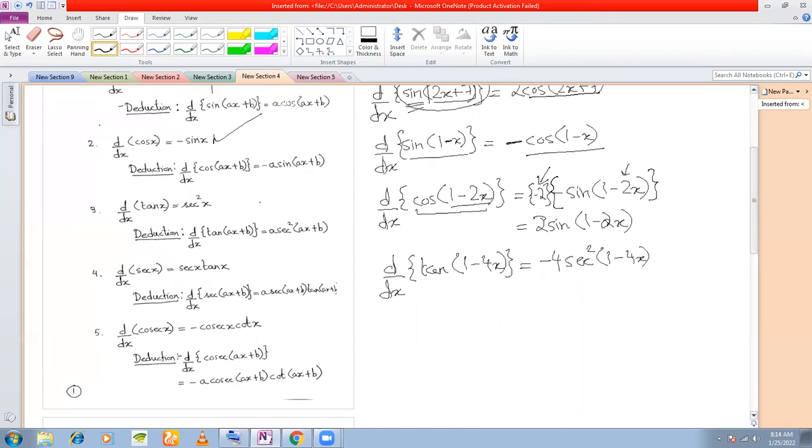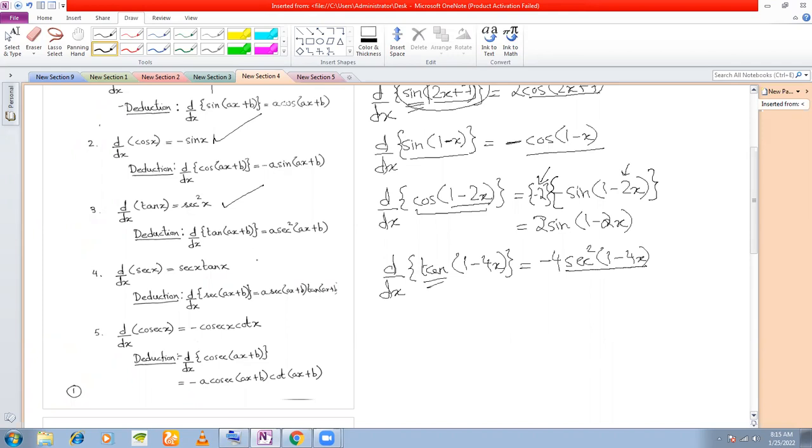And the next result was the differentiation of tan x is sec square x, right? Suppose I want to differentiate tan(1 - 4x), again tan of a linear polynomial. So first I'm going to differentiate tan, write it as sec square (1 - 4x), and then multiply this by the coefficient of x, which is minus 4, right?